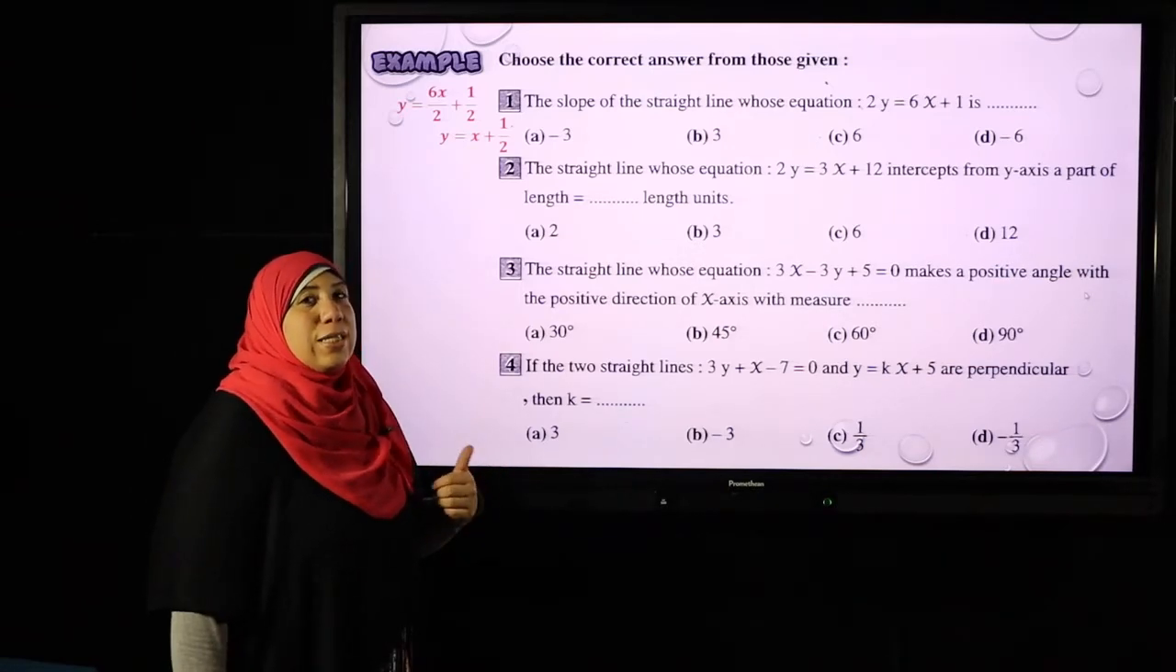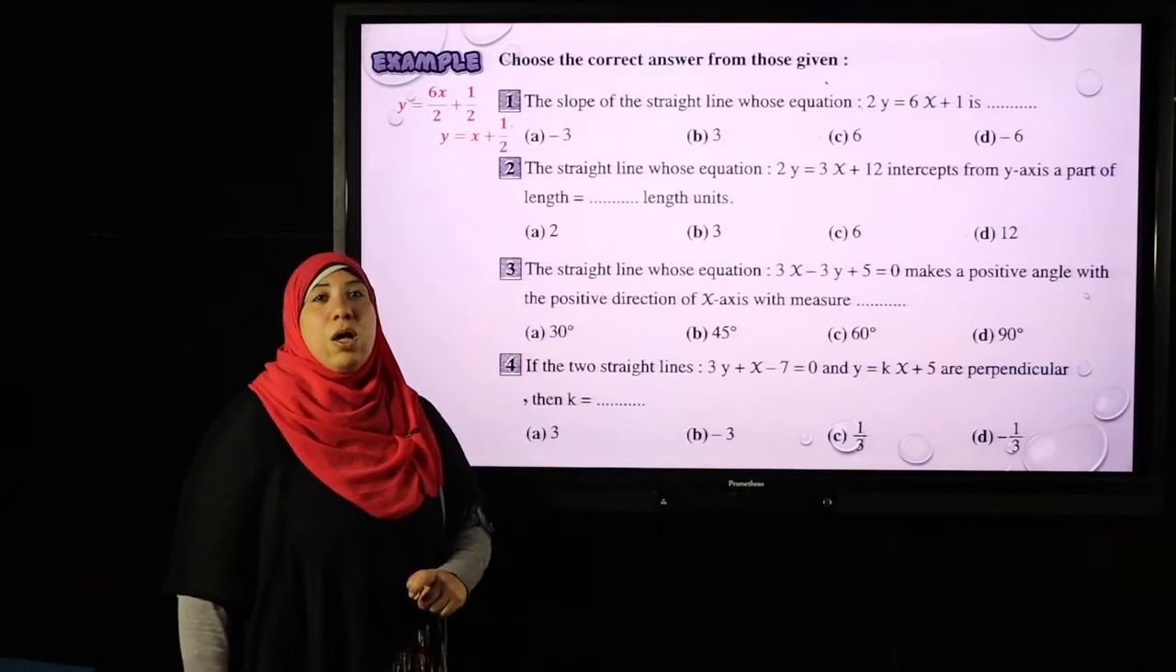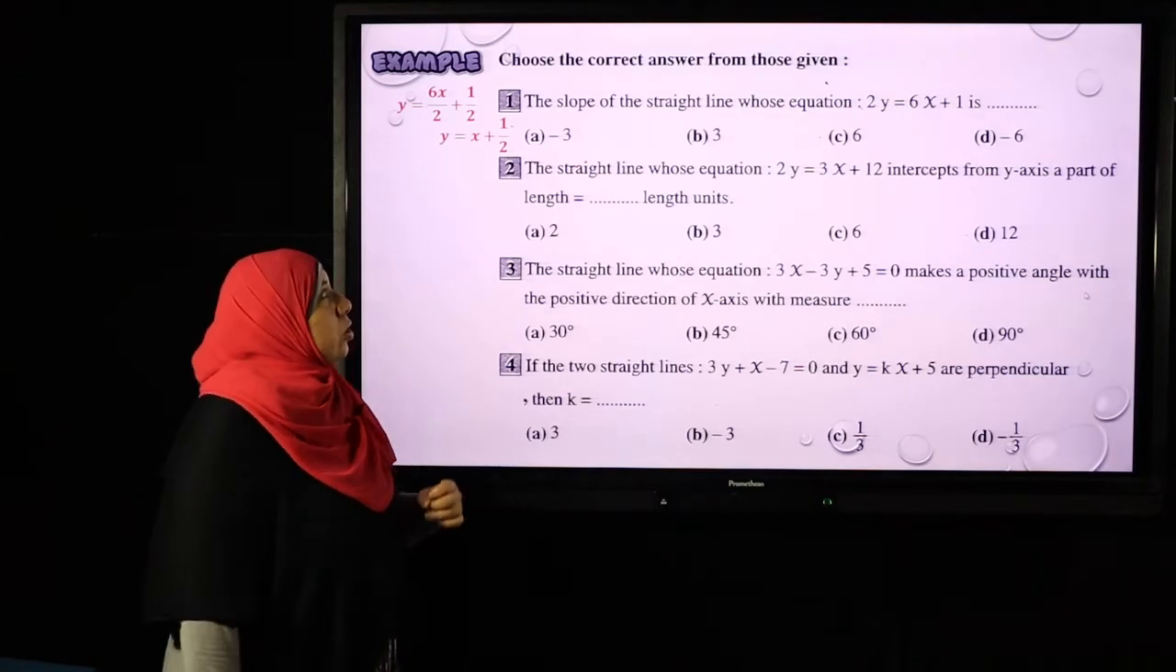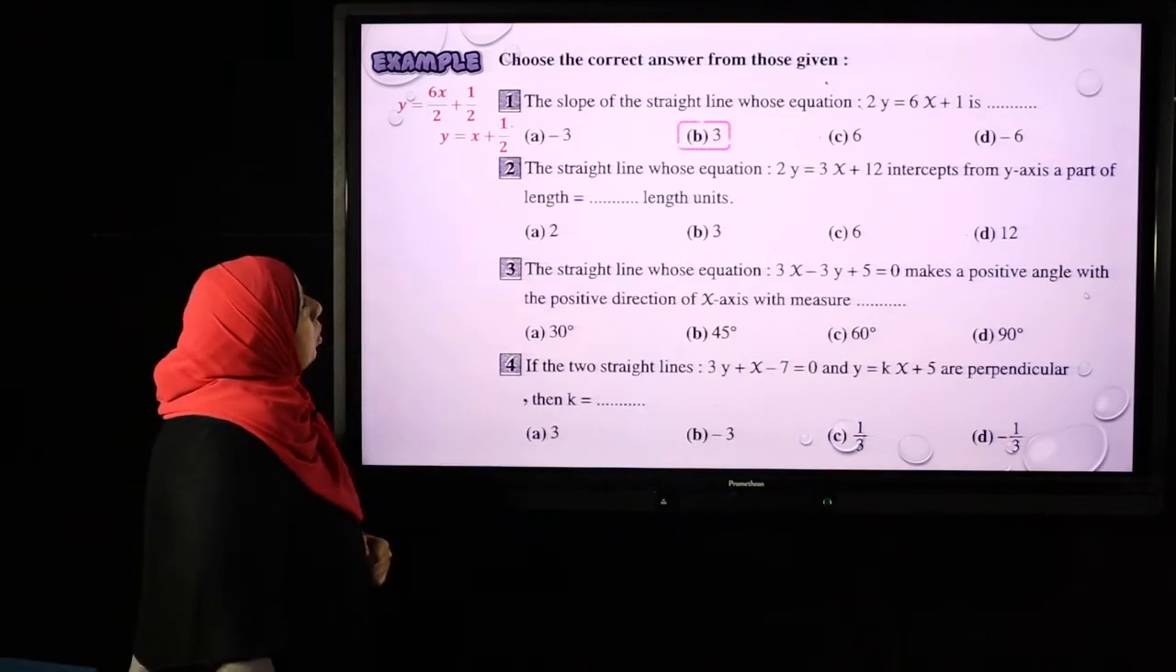In this form, I can say that the number beside x is the slope. It has to be y equals the slope x plus c. So the slope here is equal to 3.